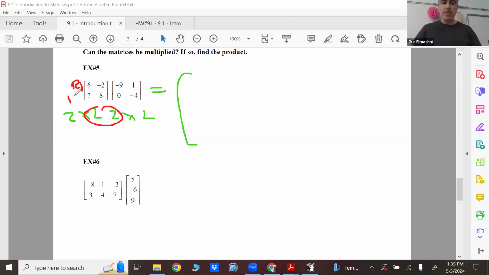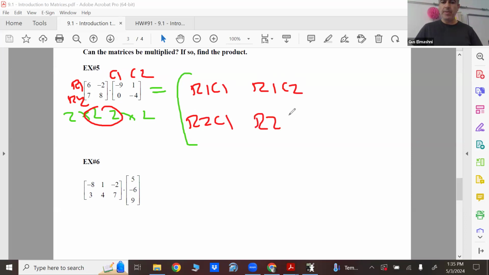But here's what you do. Row 1, row 2, C1, C2. I let the left column be the rows, the right column be the columns. So I do row 1, C1, row 1, C2, row 2, C1, row 2, C2. What that means is this helps me stay organized so you don't mess things up. You multiply the first row by the first column, then the first row by the second column. Then you do the second row, first column, and second row, second column. That's what you do.